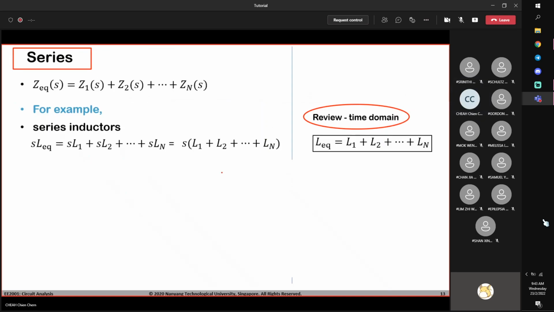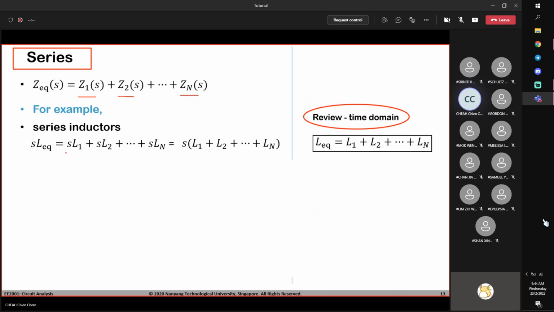Okay, you may want to use this formula to review what you have learned in time domain, right? Because it is now easier: by transforming the circuits into Laplace domain, we can make use of the similar property as we have learned in resistor network. Remember, for resistors, if they are in series, you add up the resistance. In Laplace domains, if you have two components in series, you add up the impedance, right? Add up the impedance.